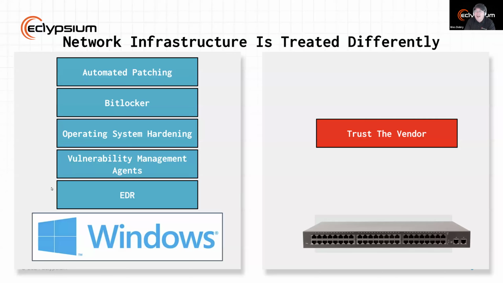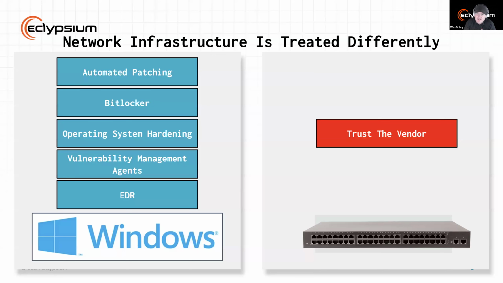So why have we seen this major shift? When we look at endpoints and servers, we have tools and technologies like patching, drive encryption, system hardening, vulnerability and risk management agents, and EDRs that are all monitoring and working in environments like Windows, Mac, and Linux. Ultimately, it's done to build a comprehensive architecture to protect against those typical initial vectors of attack.